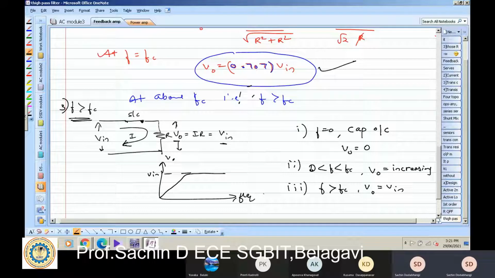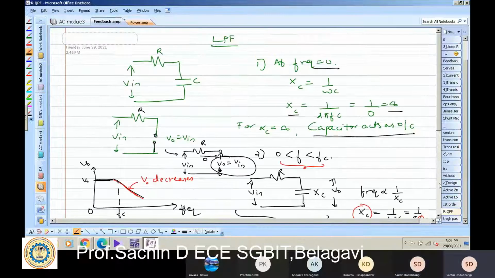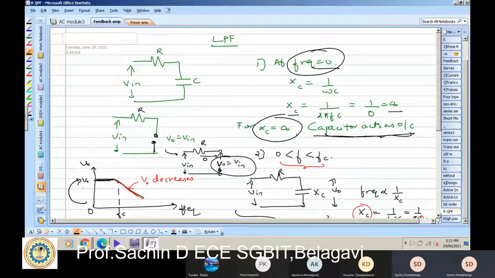Similarly, that is the case with the low pass filter also. In the low pass filter also, for 0 frequency, Xc is infinity, so it acts as an open circuit. Replace the capacitor by an open circuit. So when it's an open circuit, you can see that output voltage is equal to input voltage. So in the graph, you can see output voltage is equal to input voltage.